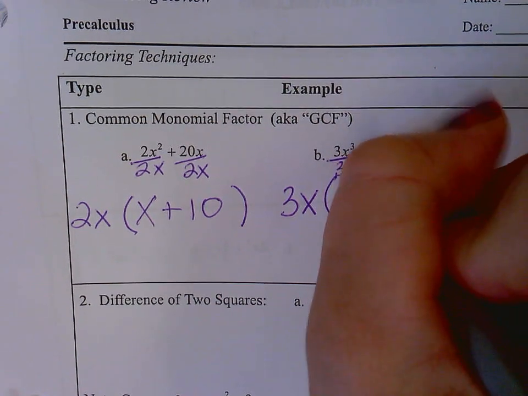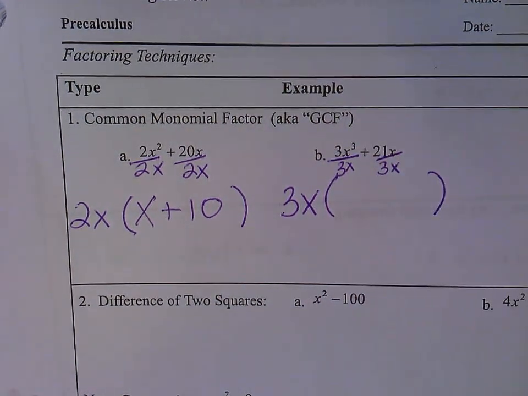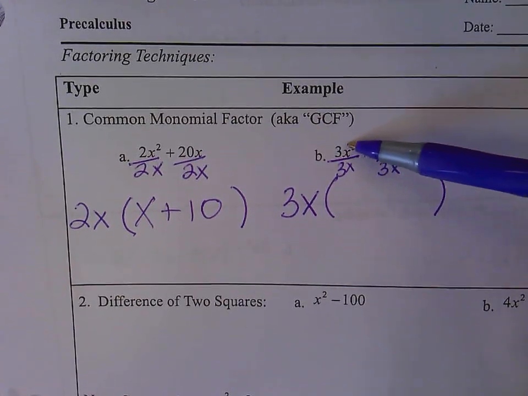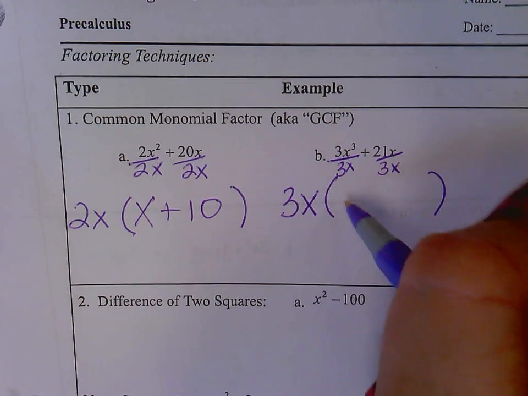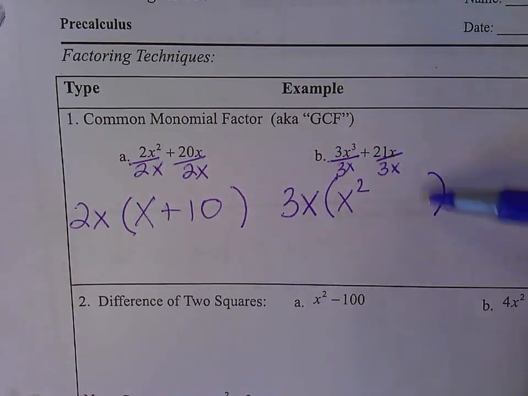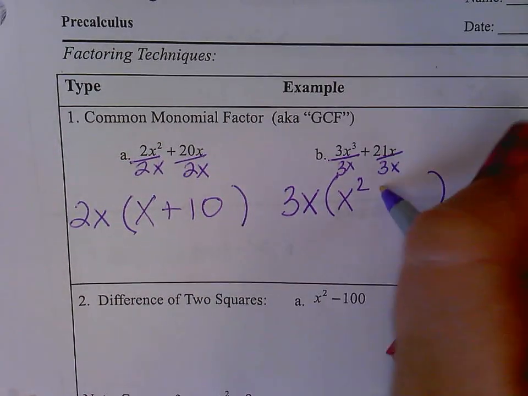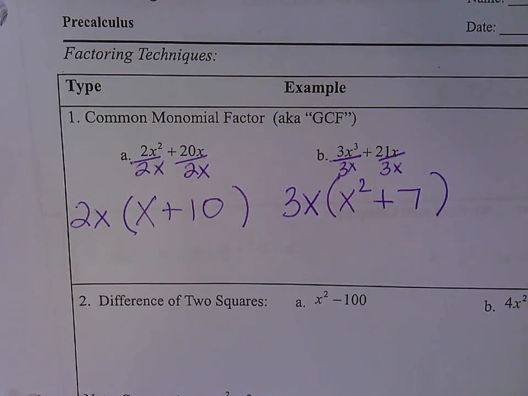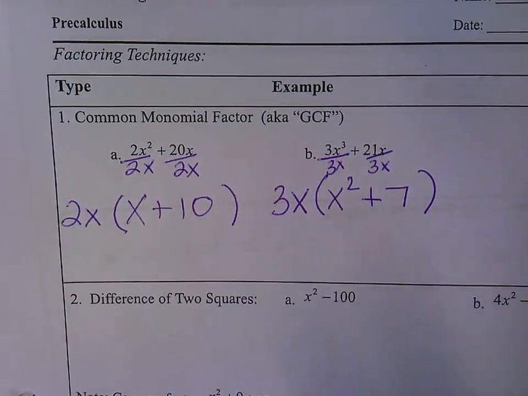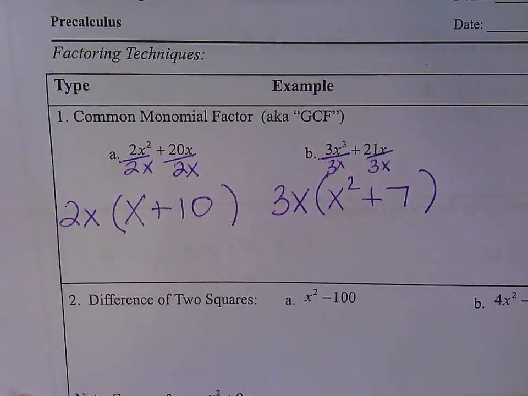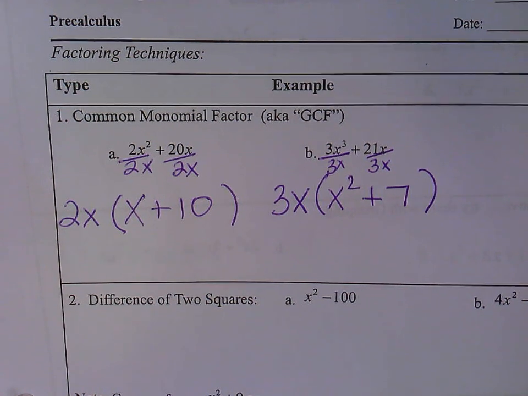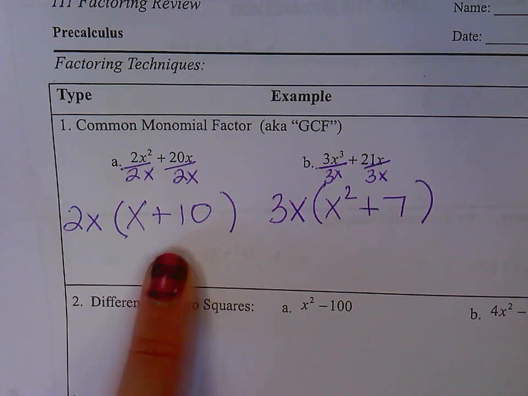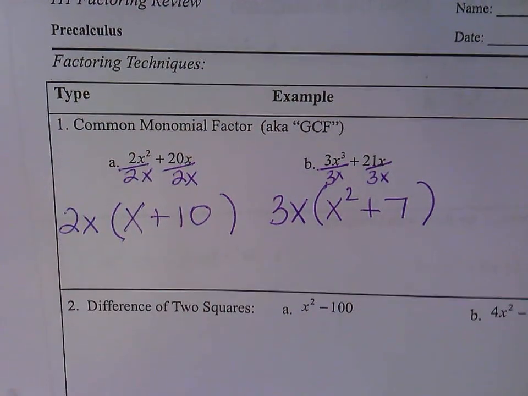Then you actually need to divide by 3x. And the 3's will cancel. You have x cubed. You're dividing out an x. So now you have x squared left. And then here the x's will cancel, and you would just have plus 7. So 3x times x squared plus 7. This looks different than all of the rest of the problems. Usually you have 2 parentheses with 2 binomials. This is a greatest common factor with 1 binomial. So this strategy, always do it first.